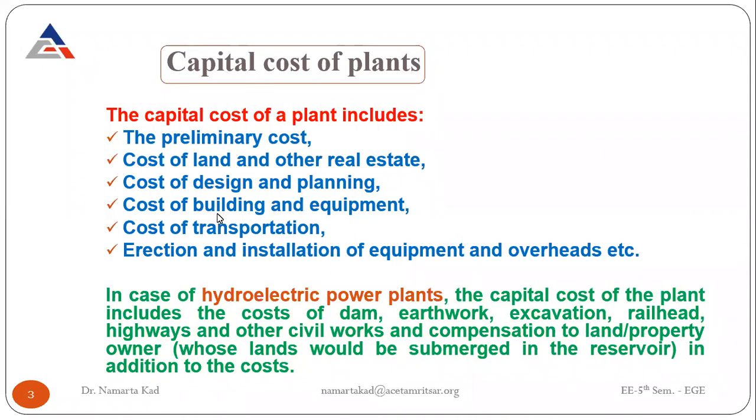Next is the cost of building and equipment. The building cost covers all the civil work, and the equipment must be ordered from manufacturers, like boilers and turbines from big manufacturers such as BHEL. Then there is the cost of transportation. The building materials and equipment must be brought to the required area, so there must be proper transportation facilities, and there are lots of expenses for those transportation facilities.